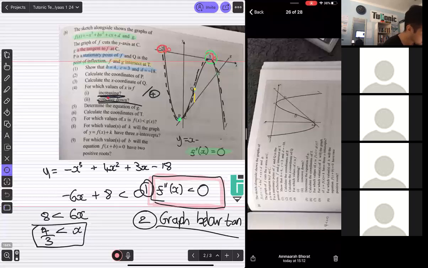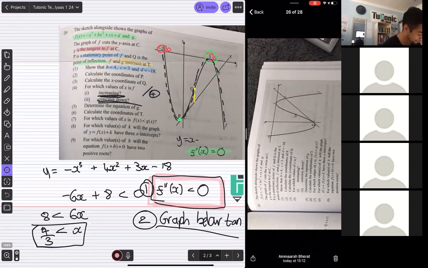So increasing means the gradient is positive. They're asking which values of x. So it's increasing when the gradient is positive, and the gradient is positive between p and this. So you would say x is greater than minus a third, which is p, which we worked out, and smaller than 3. Does that make sense? Yeah. Okay.